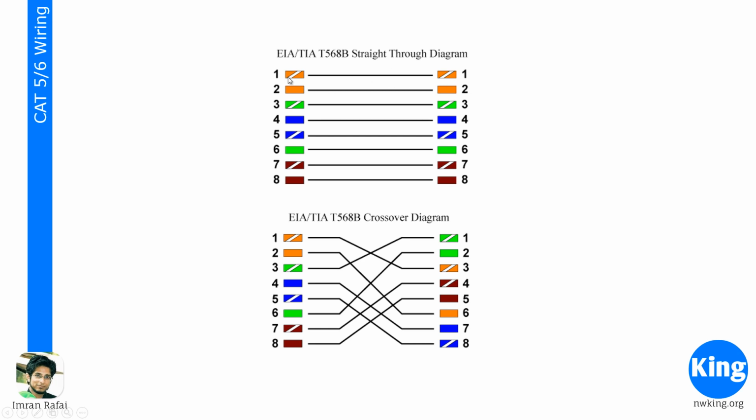So straight through cables work with them, but if it is a similar device, then let's say a switch has 1 and 2 as transmission ports or transmission contacts. Another switch also will have 1 and 2 as transmission contacts, right? So this transmission can't go into transmission. It has to go into receiver. So that's why we do a crossover.